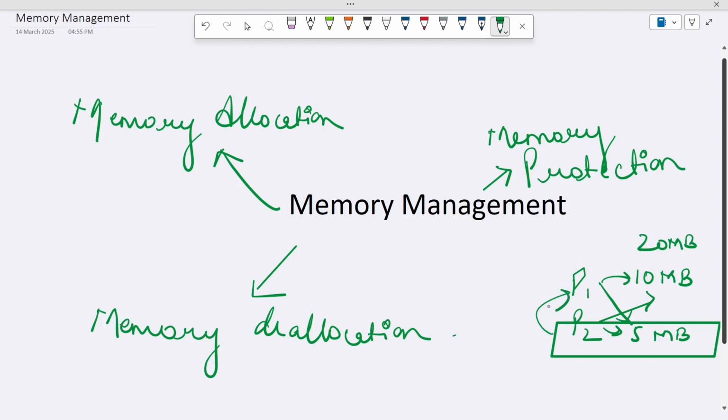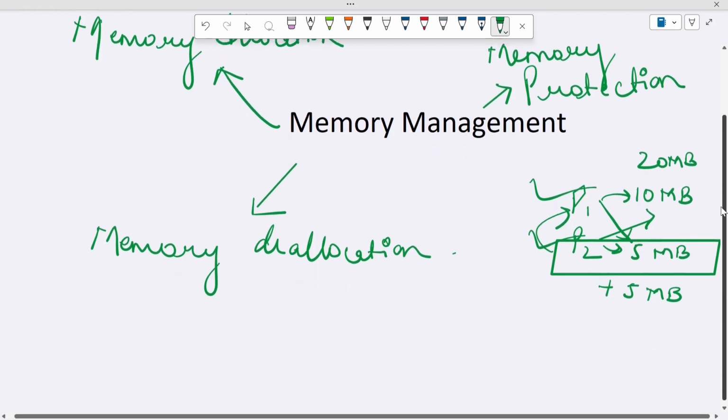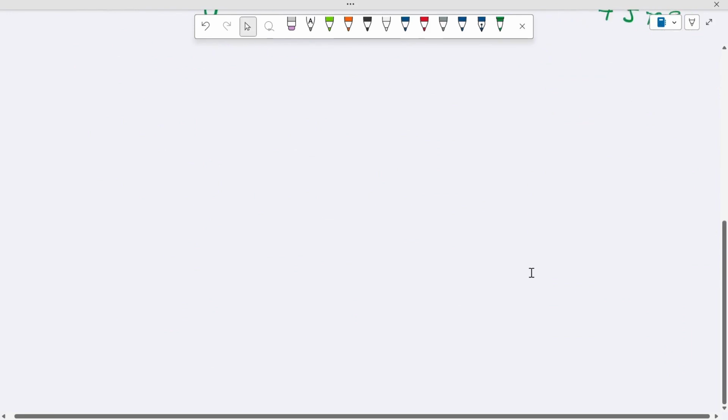If it were able to access it, it would corrupt that process. If P2 accesses some part of P1's memory, let's say 5 MB of P1, then P1, which needs 10 MB to complete, cannot finish, and P2 is also not completed. This means P2 corrupts P1. So this is what is called memory protection. These are the three main functions of memory management: memory allocation, memory deallocation, and memory protection. I hope you understand?